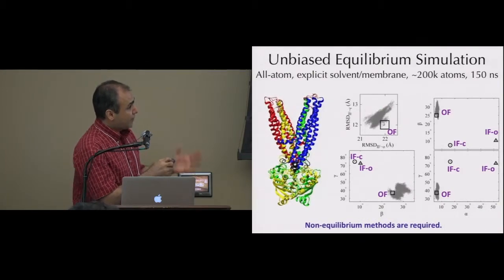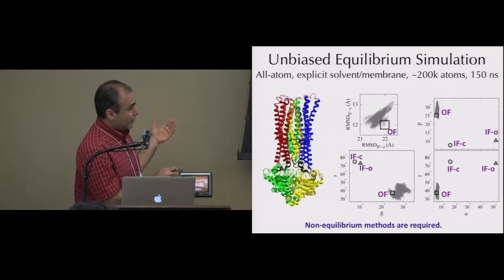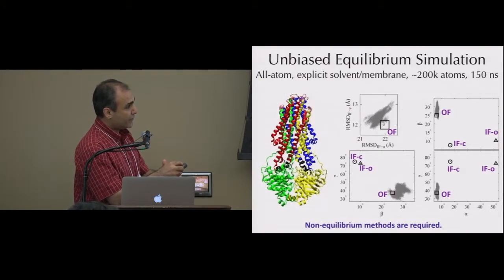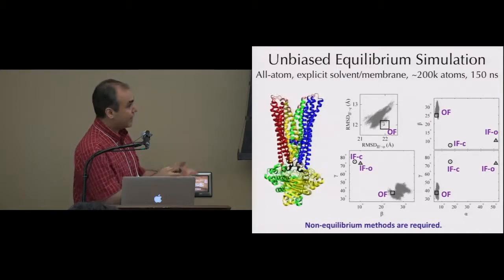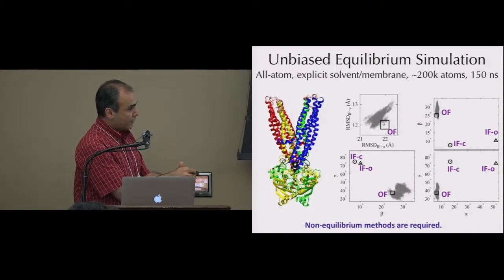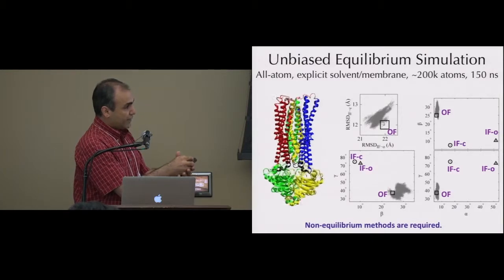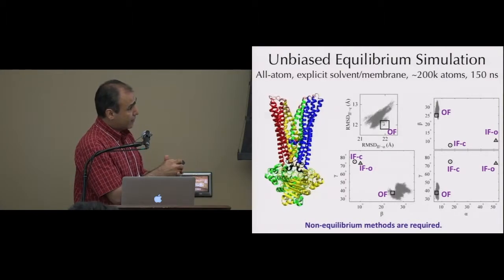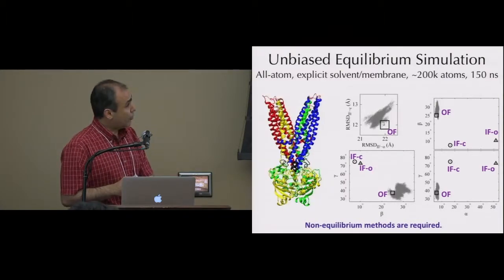Equilibrium simulations, if you start from any of these states, they essentially stay where they are. OF stands for outward facing, IF stands for inward facing, and you would like to be able to see the transition between these two states. But of course, this is a very slow process, a millisecond process, so you're stuck here if you just do routine equilibrium simulation. You don't see the transition. So we have to do non-equilibrium calculations.